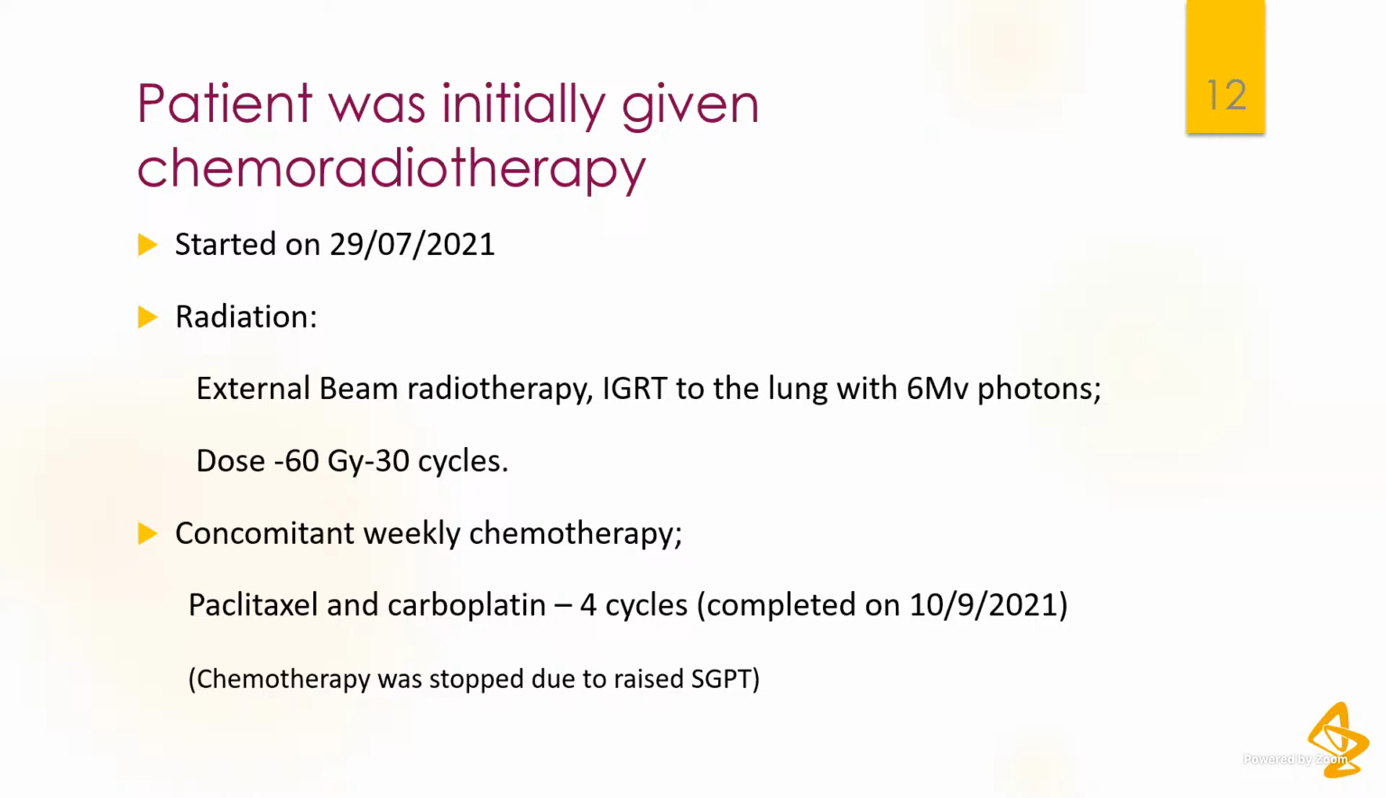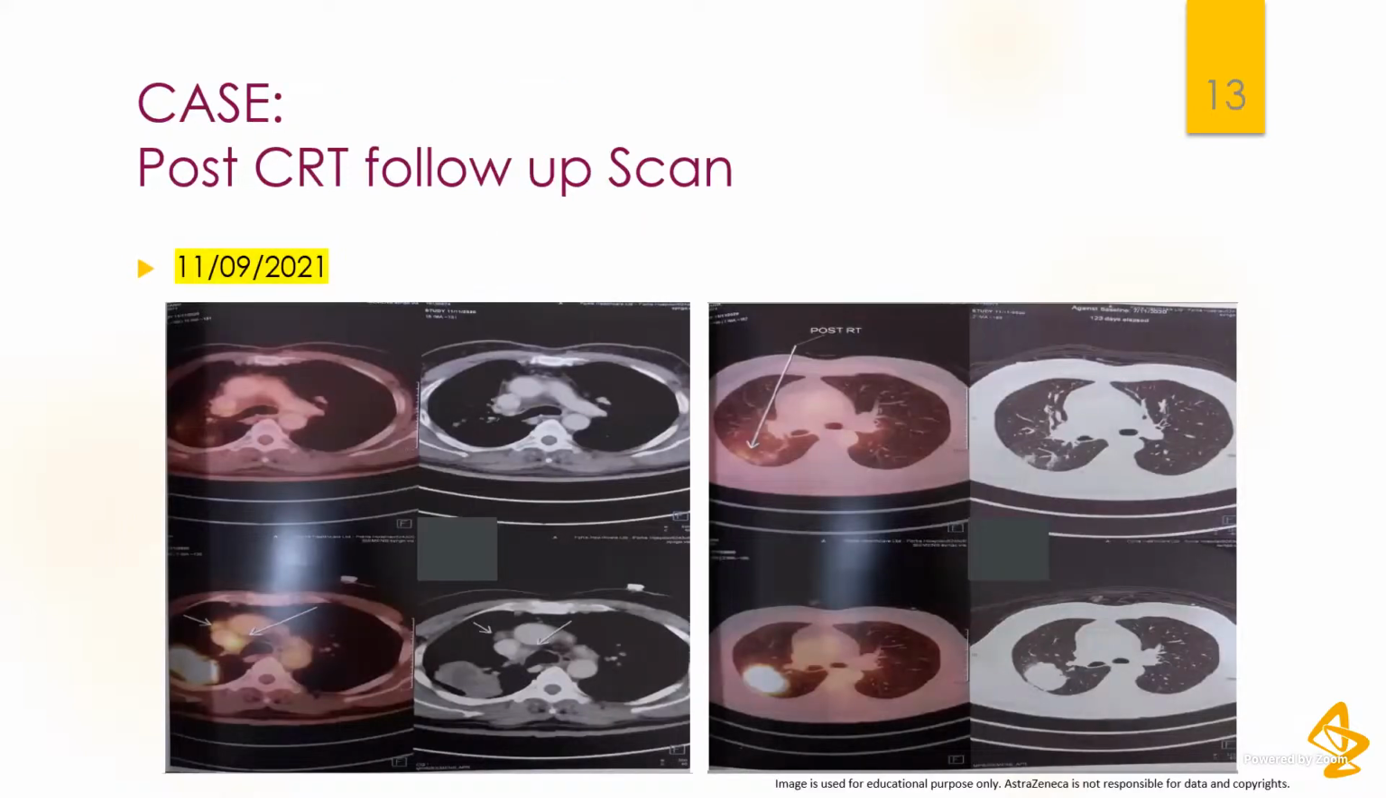So this patient was started on initial chemoradiotherapy, and radiation was given in standard doses by IGRT of 60 gray in 30 fractions, and we used concomitant chemotherapy with paclitaxel carboplatin for 4 cycles, which was completed by September 10th, 2021. Next slide. So the follow-up scan, you can see there was still some partial disease which was left, though most of the disease was responsive. Next slide.